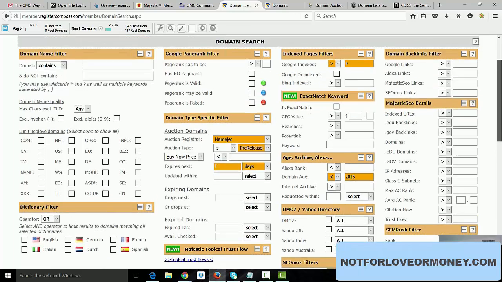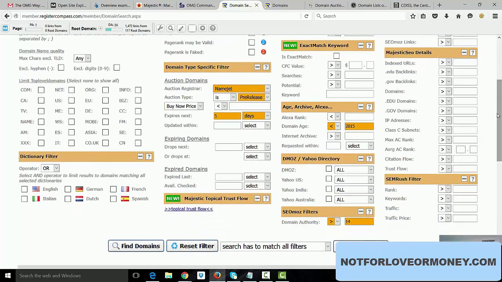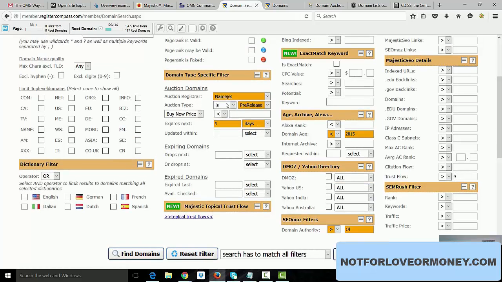Another big thing you can use is trust flow, okay? So I would do trust flow of at least 10 or higher. So anything over 9 in this case, which would be 10 or higher, that's another big metric we look at. Okay. So in this case, I'd be looking at NameJet pre-release domains expiring in the next 5 days. This isn't really important. If you're doing research every day, I would just change this to 1. If I do research every 5 days, I would change this to 5.